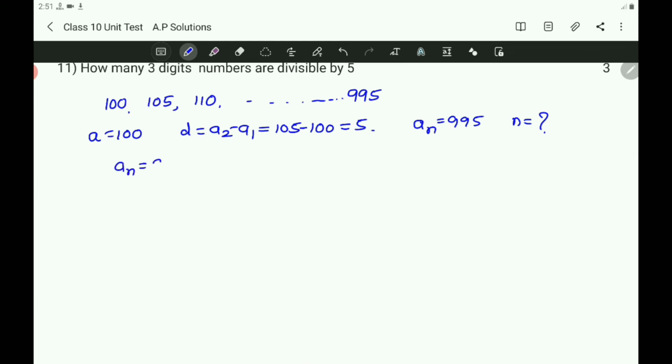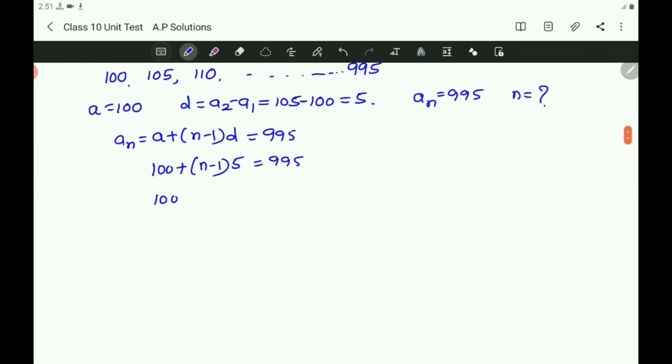Now you write the formula for an. An equals a plus n minus 1 into d, consider that is 995. Then in the place of a, let us write 100 plus, in the place of n you write n only, n minus 1. In the place of d, what you have to write? Here you write 5 equals 995. Then 100 plus n into 5, 5n minus 1 into 5, minus 5 equals 995. Then you write 100 minus 5, 100 minus 5 is 95 plus 5n equals 995. Here we have to solve for n.